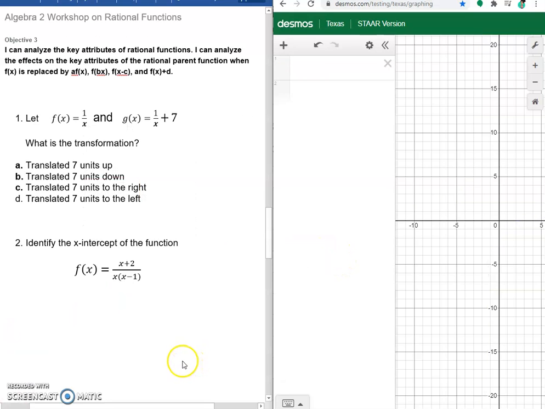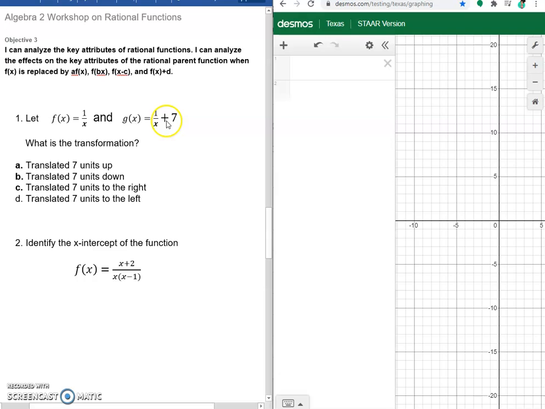Objective number 3, I can analyze the key attributes of rational functions. I can analyze the effects on the key attributes of the rational parent function when f of x is replaced by these transformations. So let's begin. Number 1, let f of x equal 1 over x and g of x equal 1 over x plus 7. What is the transformation? You can plug this in on Desmos if you like, but I hope that by now you already know that if you are adding or subtracting a number to your function, it is a slide, or a translation. So it's a translation.